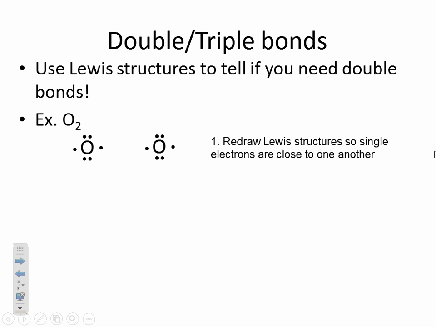Next step, same next step. Redraw your Lewis structure so your single electrons are close to one another, so that they're facing one another. And you are allowed to swap locations. So what I'm going to do here is swap where I put the lone pair. I see right now that these two guys are facing one another, which is good. But right now these two guys are not facing one another, which is not so good. So all I'm going to do is redraw my Lewis dot diagram so that now they're facing one another to indicate that these are the ones that are going to participate in bonding.